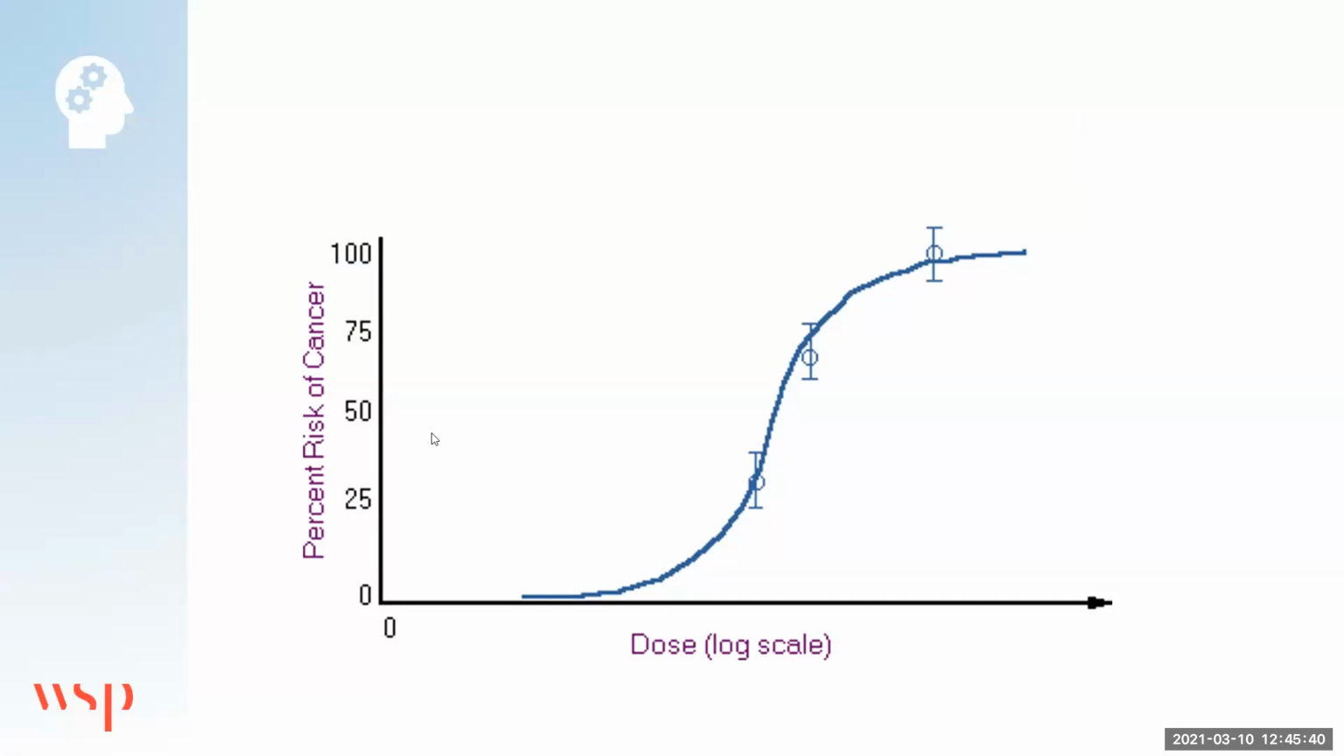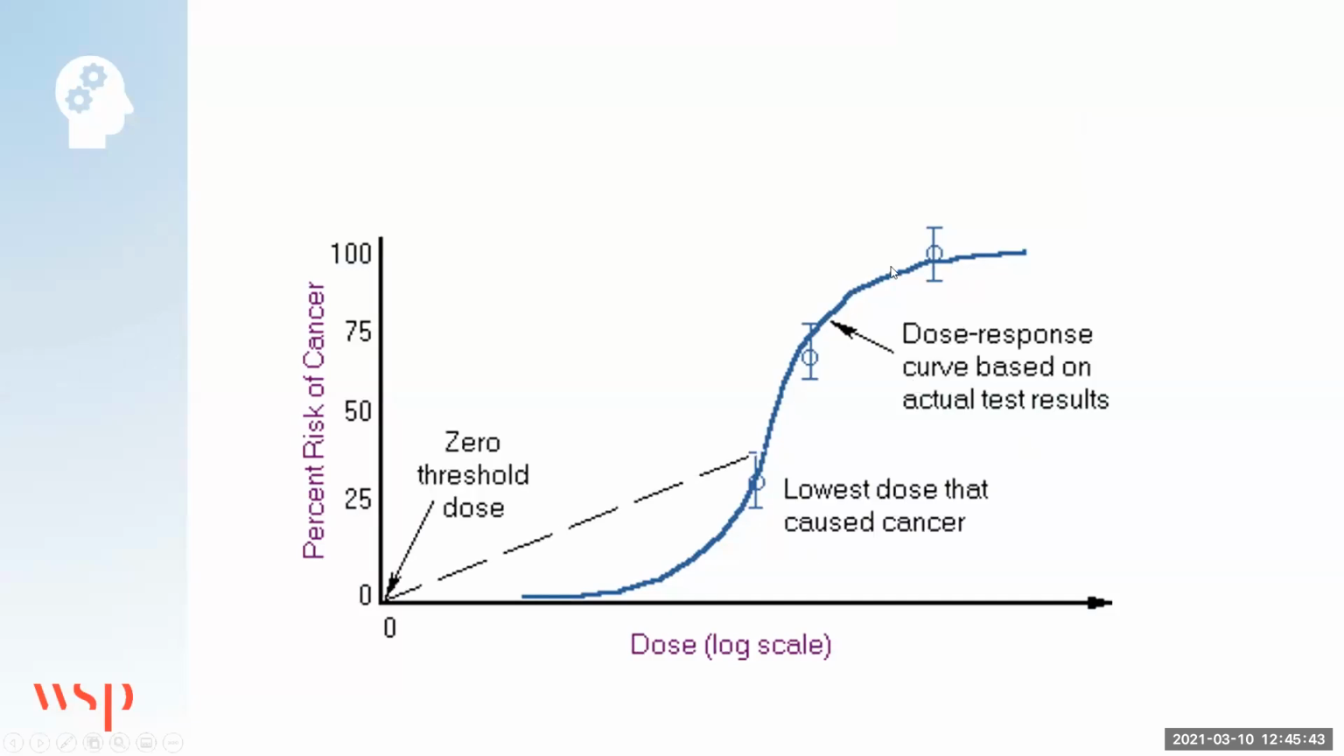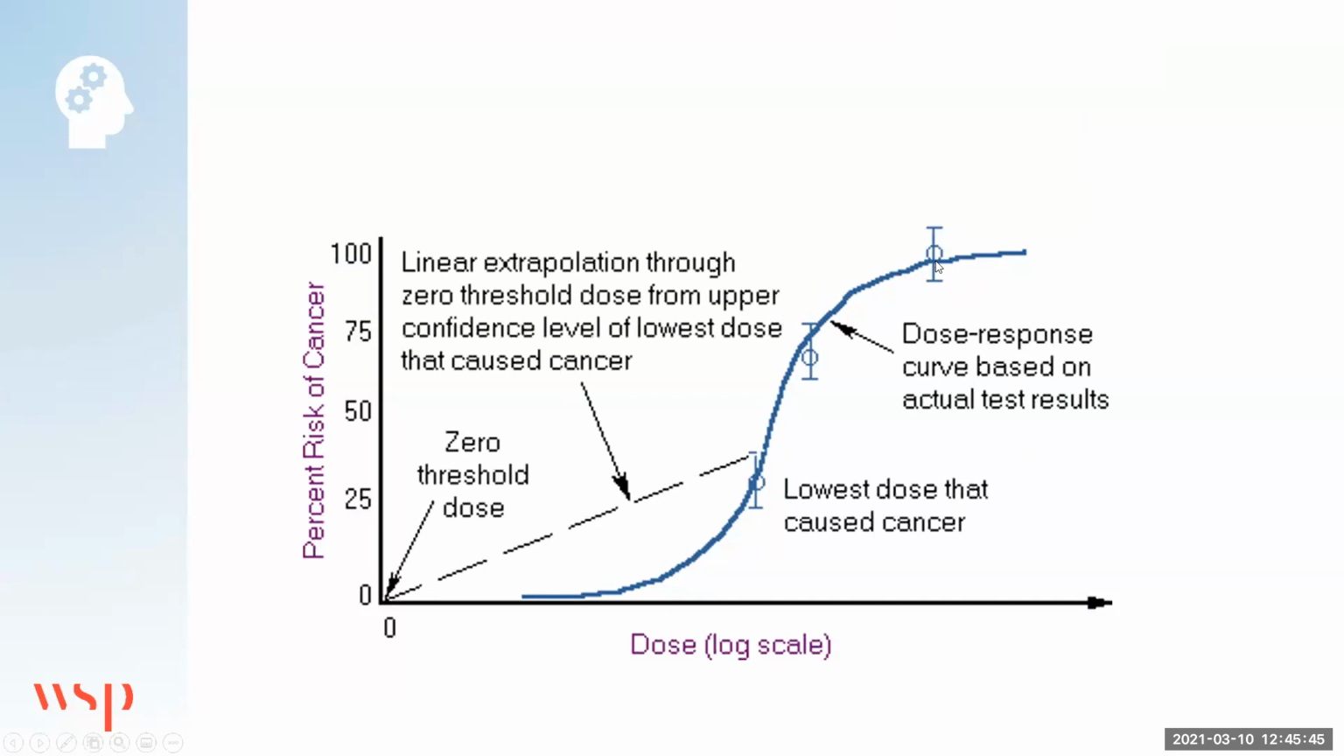So there's the dose response curve, and there are the actual test results. Well, that went too quick for me. I wasn't supposed to do it that quick. Anyway, here are the observed test results. There are 3 doses there. This is the lowest dose that caused cancer. A line was drawn down through 0. This is done mathematically, but this is a visual representation. So that's the linear extrapolation through the 0 threshold down here to the upper confidence level of the lowest dose that caused cancer over here, and we get a slope.